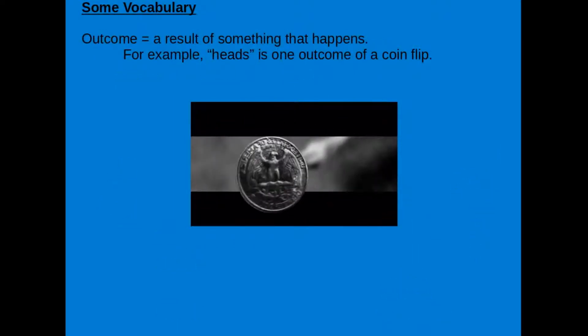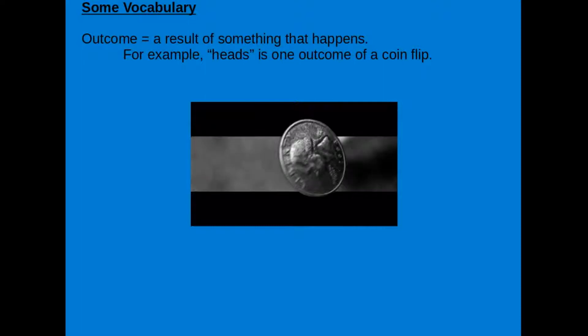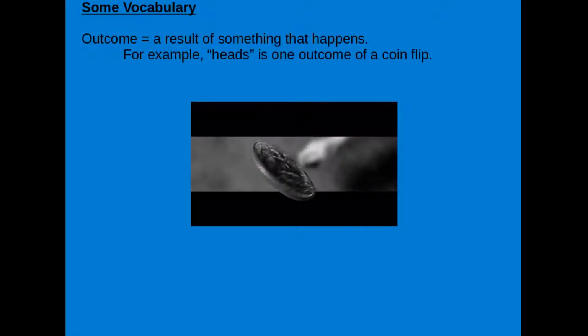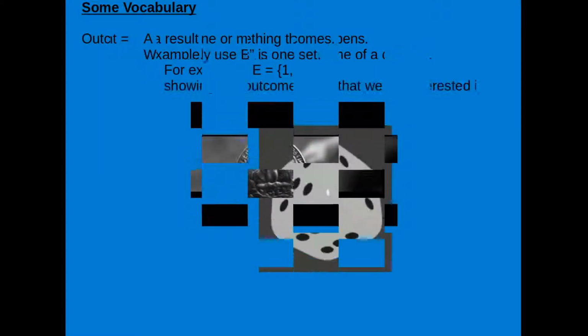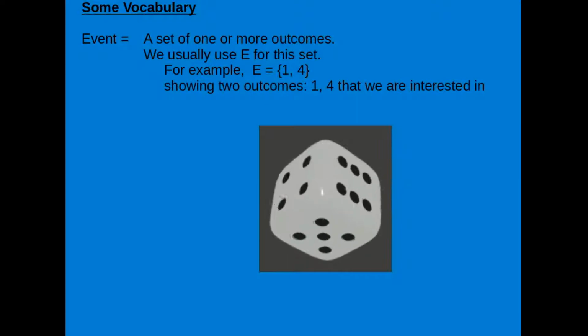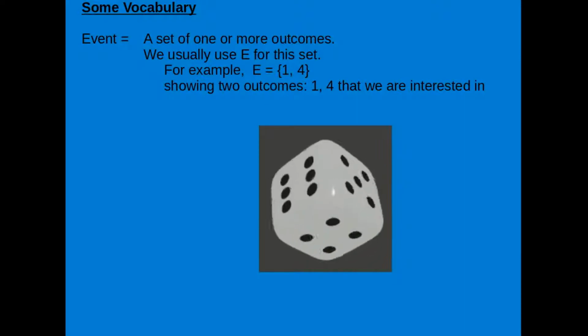The first vocabulary, outcome. It's the result of something that happens. For example, flipping a coin could have an outcome of heads. An event is a set of one or more outcomes together. We use E for this set, or the name of the set. For example, an E could be {1, 4}, which shows that the two outcomes we're interested in are 1 and 4 on the roll of the die, which is the singular of dice.